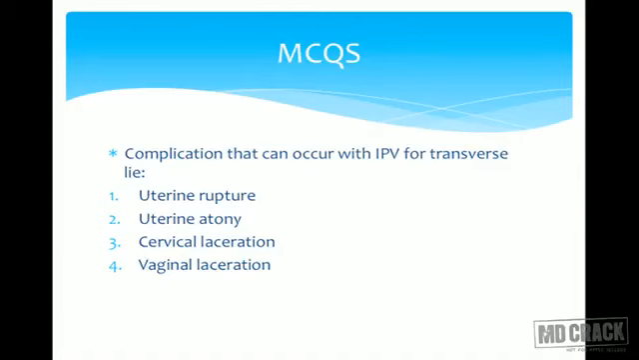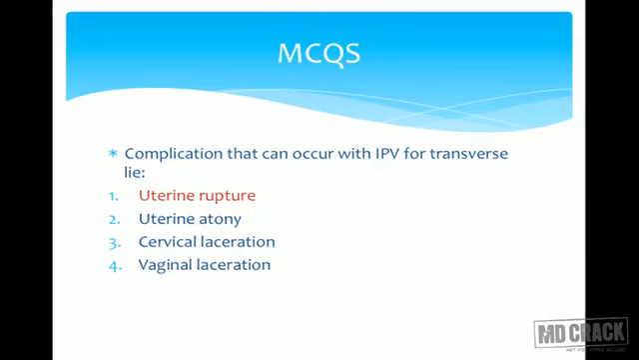Complication that can occur with IPV, that is internal podalic version for transverse lie. Options are uterine rupture, uterine atony, cervical laceration or vaginal laceration. The correct answer is uterine rupture. It is well known that if we try internal podalic version, uterus can get ruptured. Uterine atony is not possible at all.